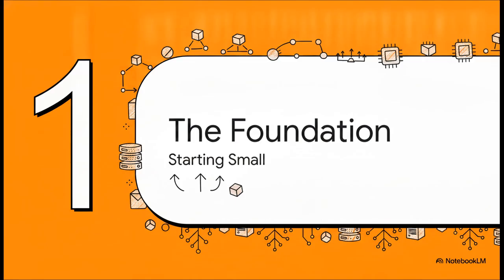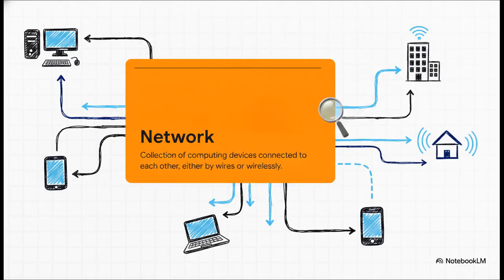We got to start small, right? So, what exactly is a network at its core? Simply put, it's just a collection of computing devices connected to each other either by wires or completely wirelessly. It's all about connection, communication, and sharing data. Whether it's your phone linking up to your home Wi-Fi or the entire computer lab at school, that connection right there, that's a network.